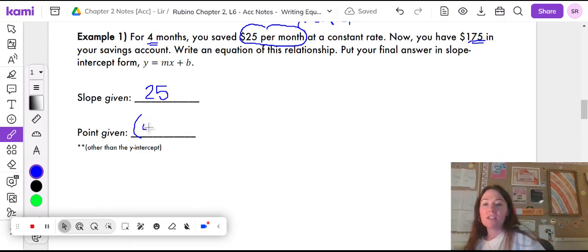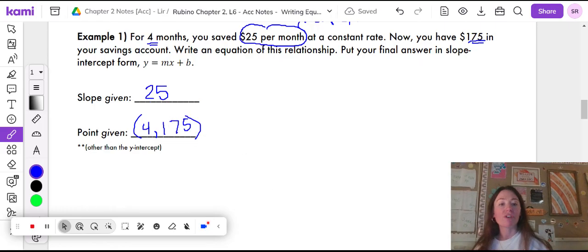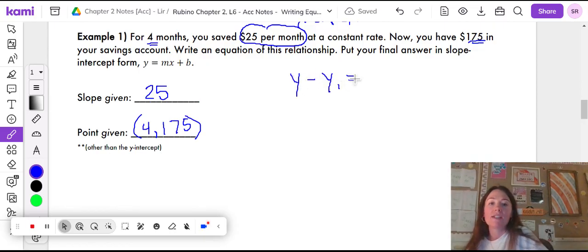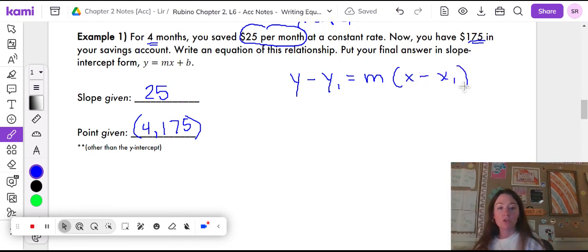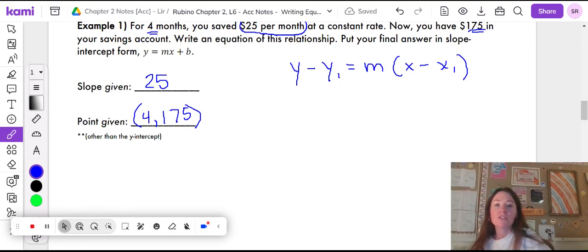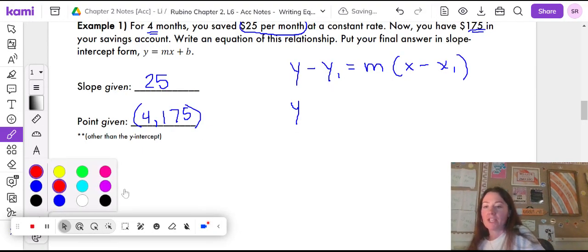So my point is 4, 175. I can use point slope form to write the equation. Okay, so point slope form, I'm going to write it down again. We just came up with it, but here's point slope form. Y minus y sub 1 equals m times x minus x sub 1. This is point slope form. All you do is plug in the numbers to write your equation. Okay, so I'm going to replace, and I'm going to label this a little nicer.